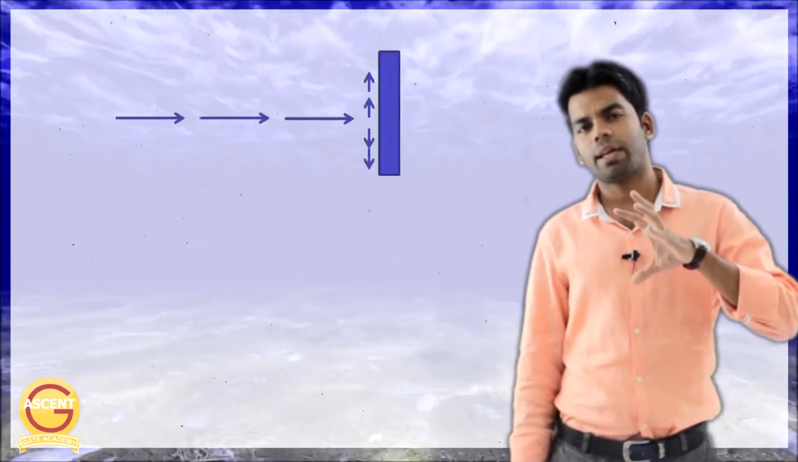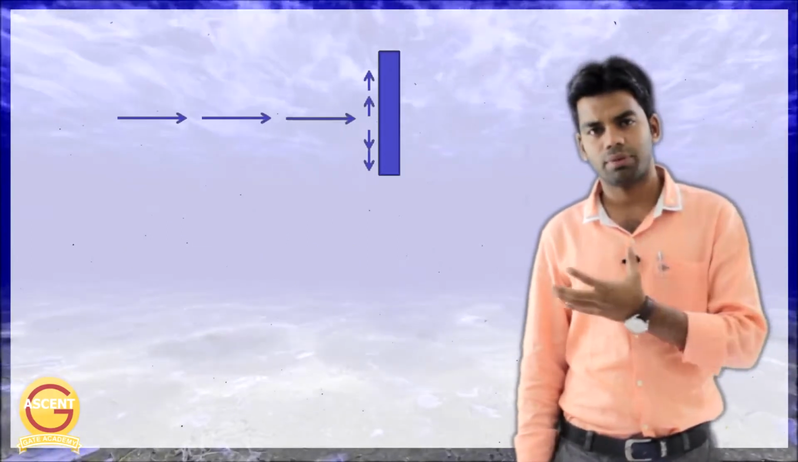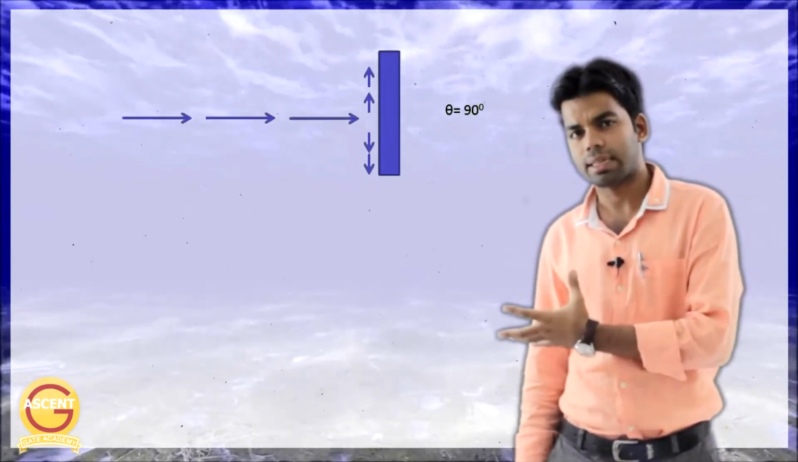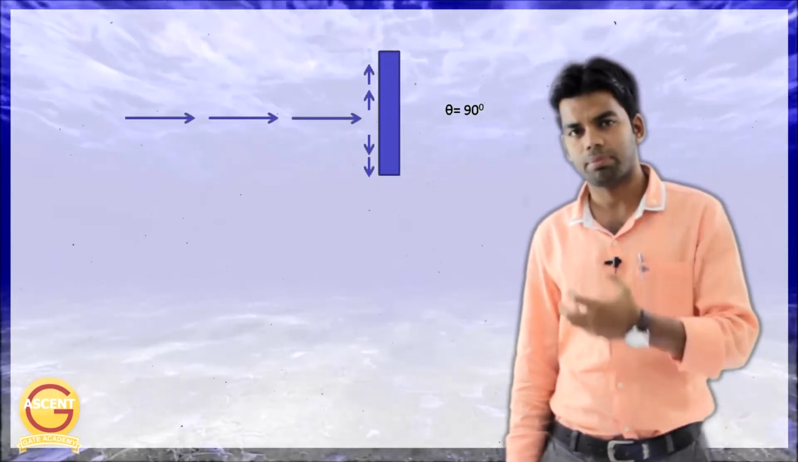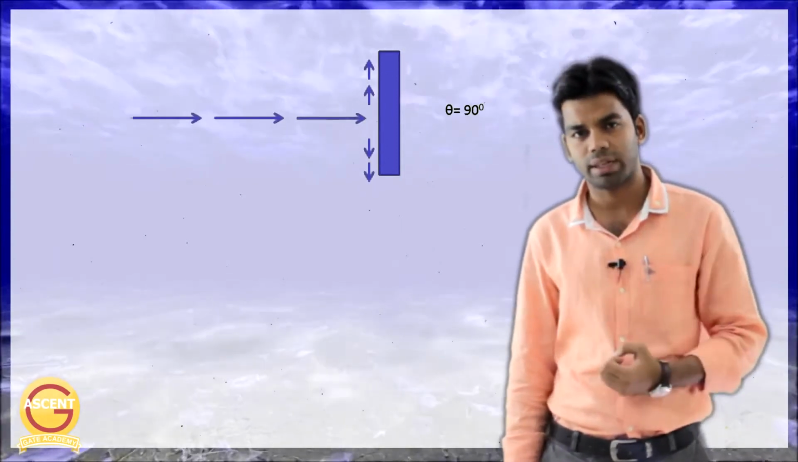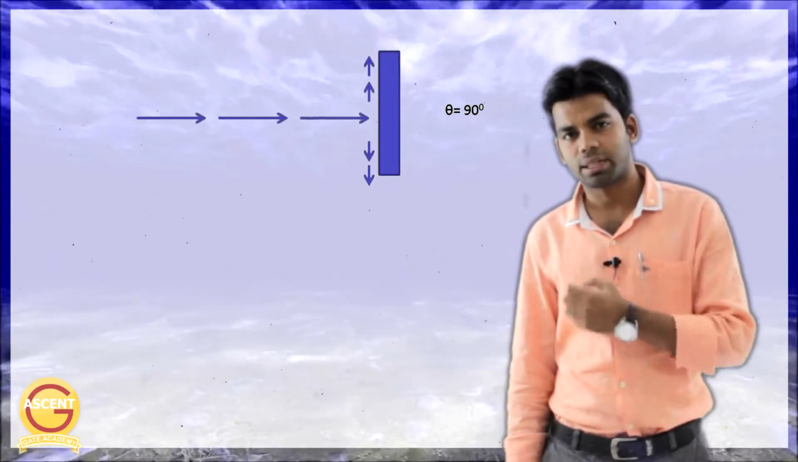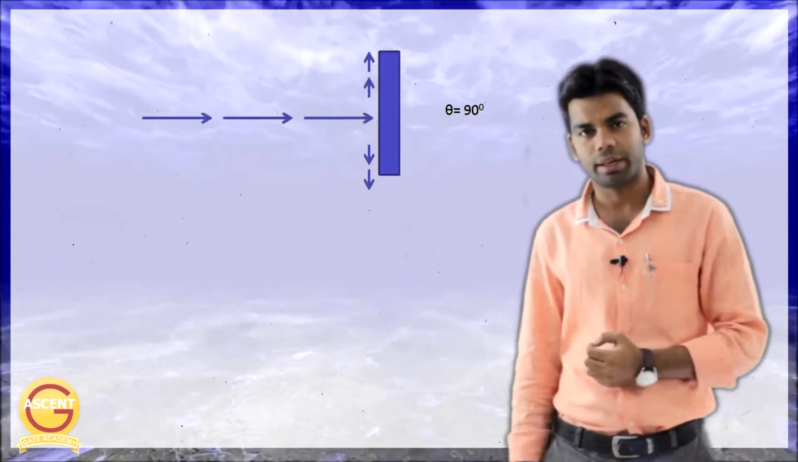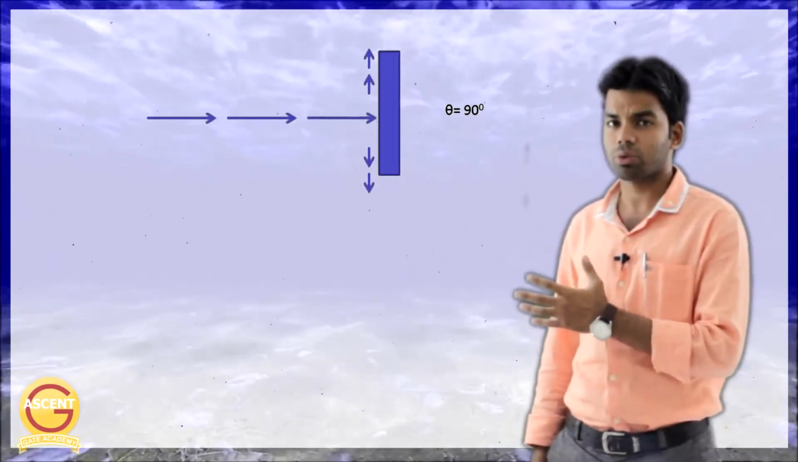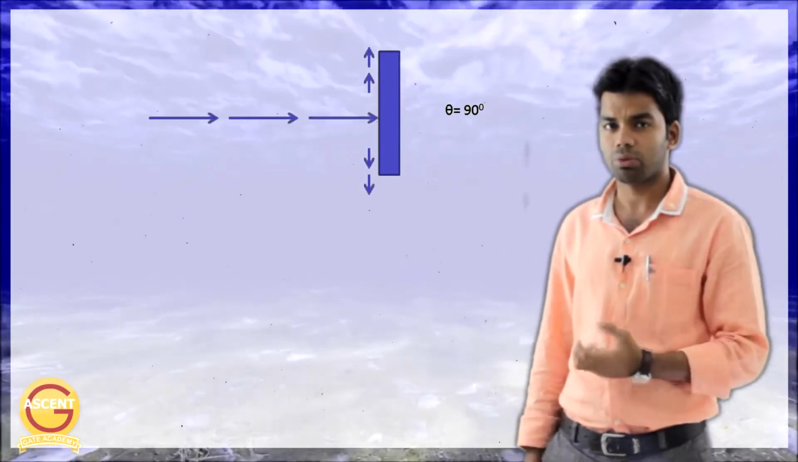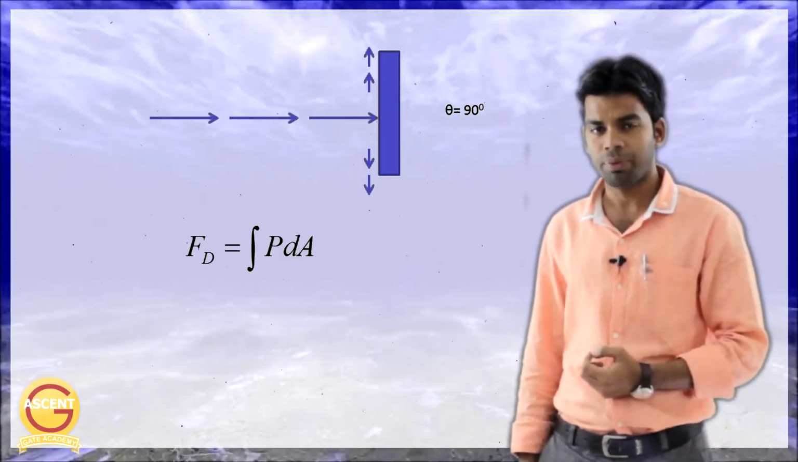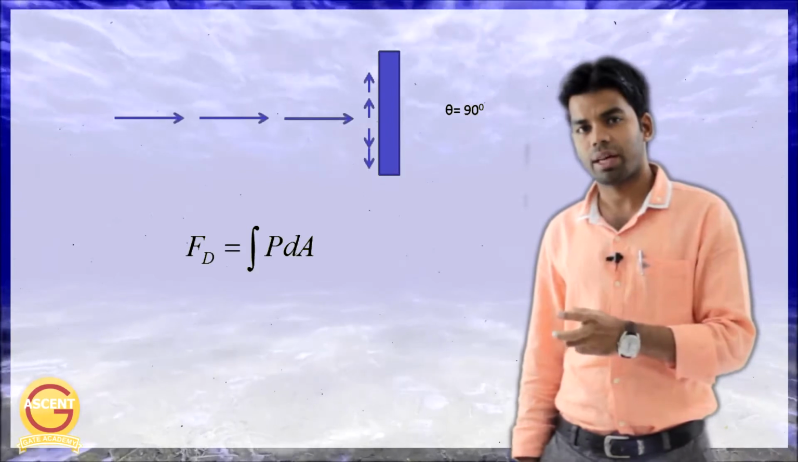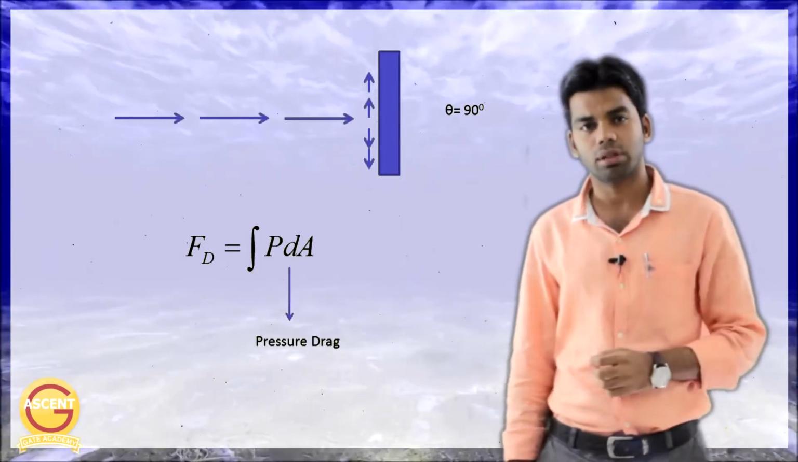Now what if we are having a vertical body? Suppose we are having a vertical plate. In this case, theta is equal to 90 degrees. The pressure force is acting in the horizontal direction and the plate is vertical, so theta here will be equal to 90 degrees, and because theta is 90 degrees, the term cos theta will be equal to 0, and the drag force which we are having is just the pressure drag and not the friction drag.